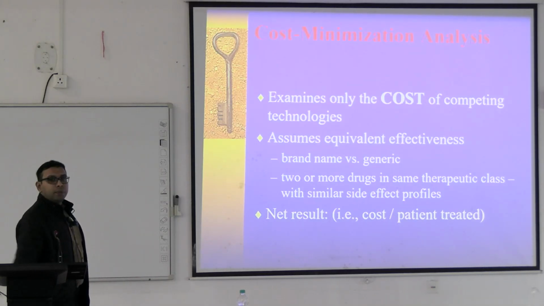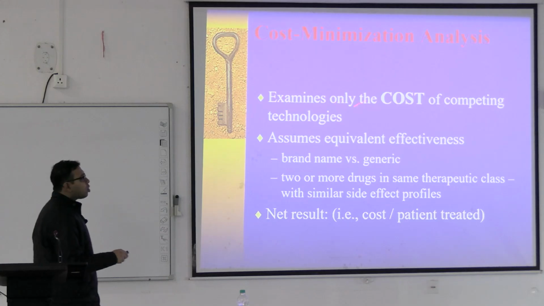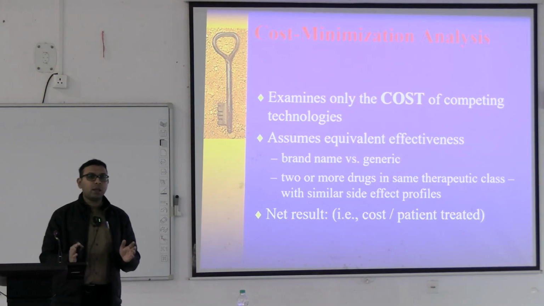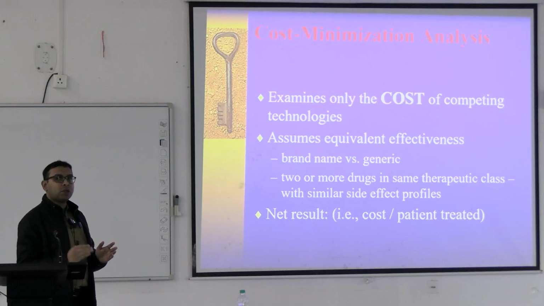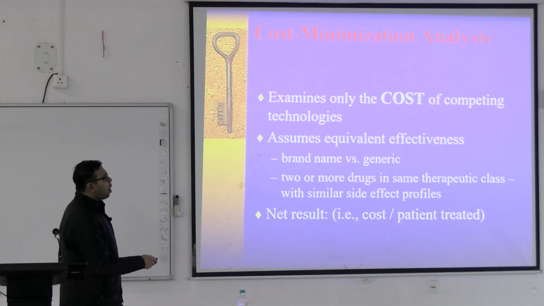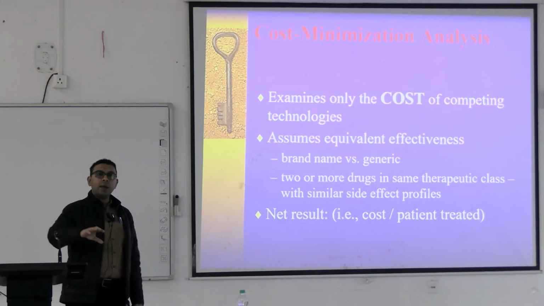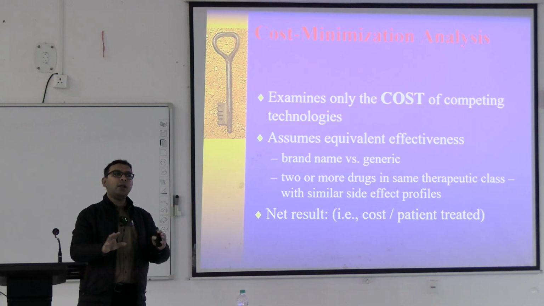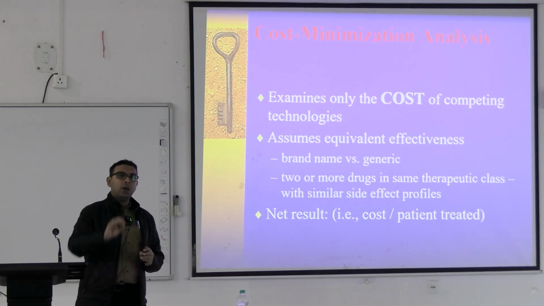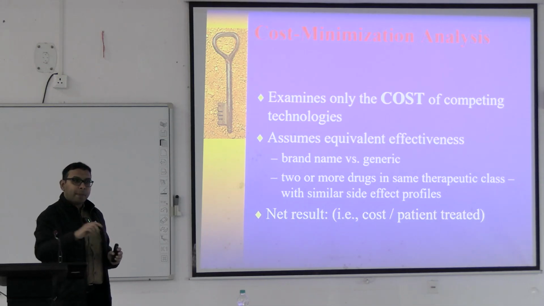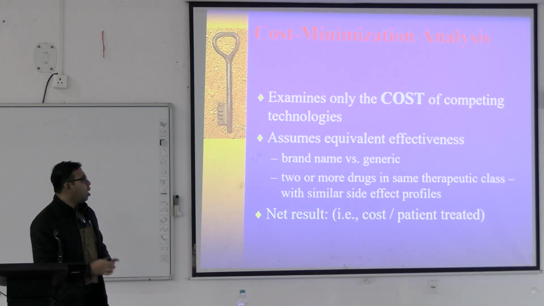So first, coming to the cost minimization analysis, it examines only the cost of competing technology. So the competing technology cost is examined, and how much cost is minimized when one or another is used is basically analyzed. So it assumes equivalent effectiveness. We are first assuming that the effectiveness or final consequence is equivalent for drug A and drug B, and then we are comparing the cost: cost A minus cost B, how much it is minimized.